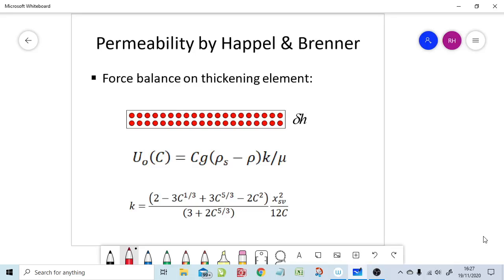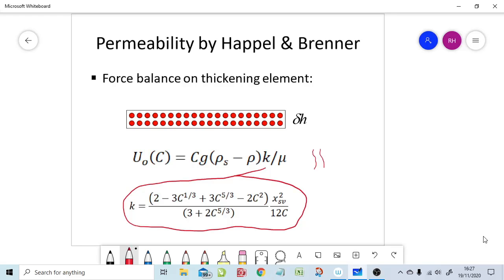Okay, so in the initial stages then, in our batch settling, we have our equation for settling velocity as a function of concentration, and here it is. We left permeability into the equation. Of course we do need a permeability model, and the favoured model now is the one based on Happel and Brenner rather than Kozeny. Why?